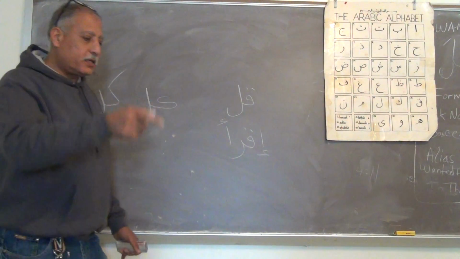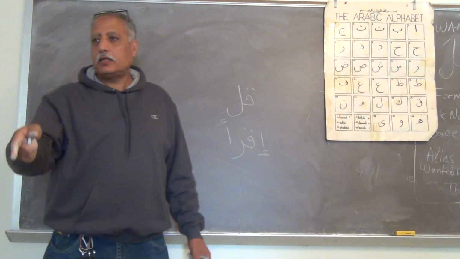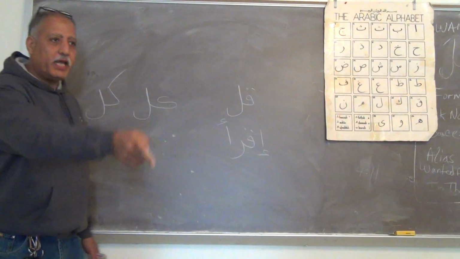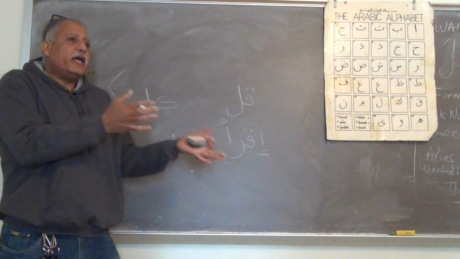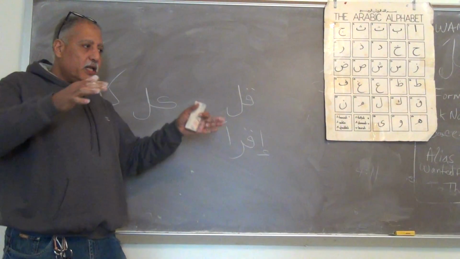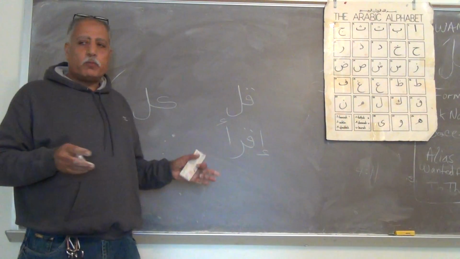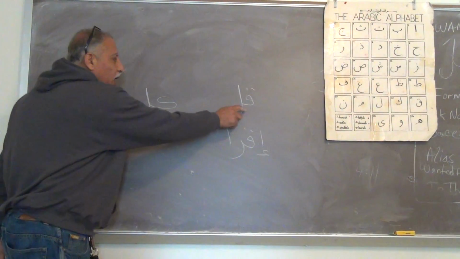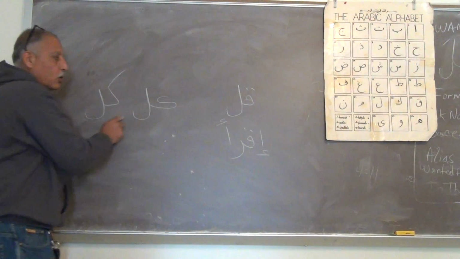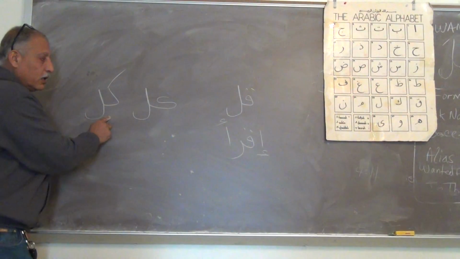Eat. This is an order: go ahead and eat. If you say كل الناس, it means everybody. But كل by itself means go ahead and eat. So قل and كل.